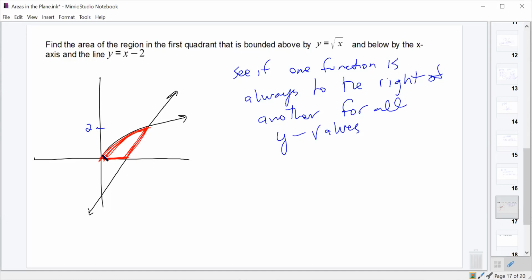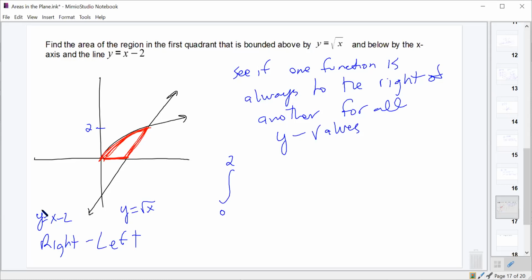So if we want to, and sometimes we will need to do this, we can integrate in terms of y, going from the lowest y value to the highest y value. And then we will do the rightmost function minus the leftmost function. But they have to be in terms of y. So y equals x minus 2 was our rightmost function, and y equals root x was our leftmost function.